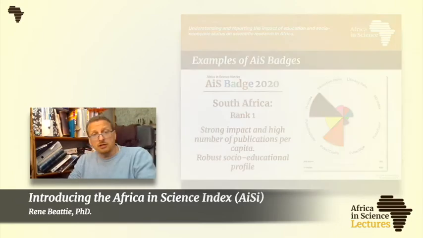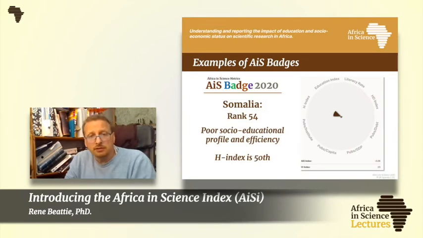If we go to the other end of the scale now and look at Somalia, ranked bottom, it's quite a bit behind the other countries. It's a very poor social education profile and very poor efficiency for academic output. But its H index is a number of places above bottom, at 50th. Now this is not surprising because Somalia has a lot of political and social problems, so it's not surprising that science is not a very high priority at the moment for that country.